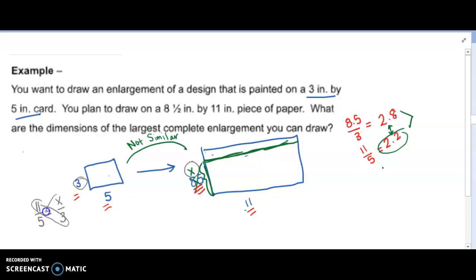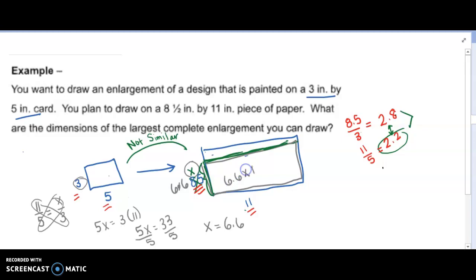Okay, so let's cross. So 5X equals 3 times 11. So 5X equals 33. Divide both sides by 5. And I get X equals 6.6. Okay, so the new dimensions, this is 6.6, would be this here, which is 6.6 by 11 inches. And therefore, these two would be similar now. So this would be my answer.